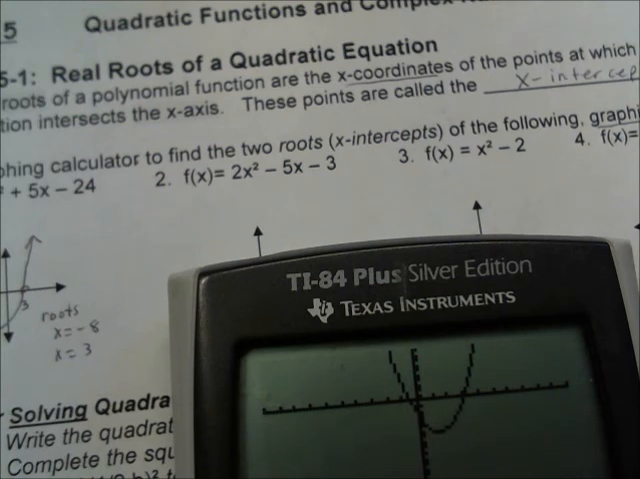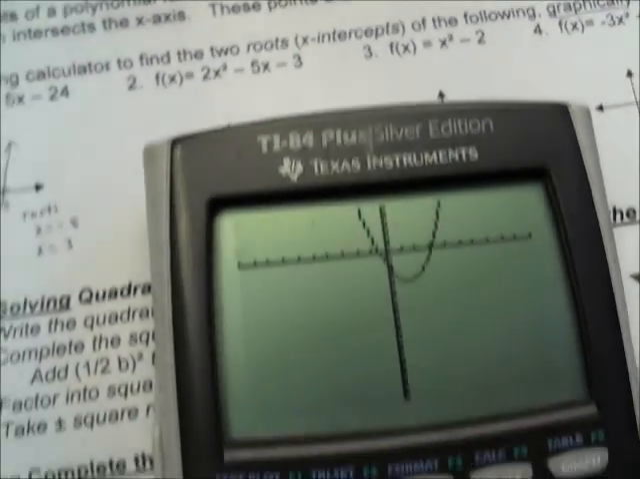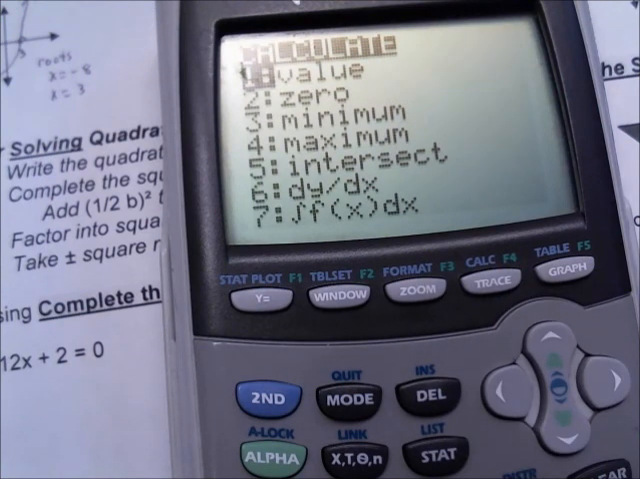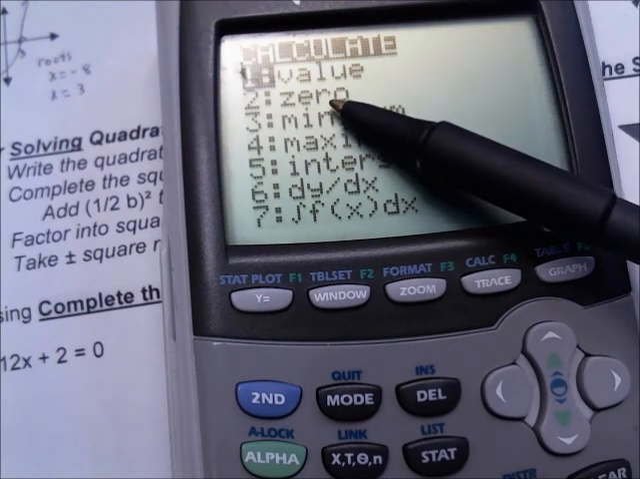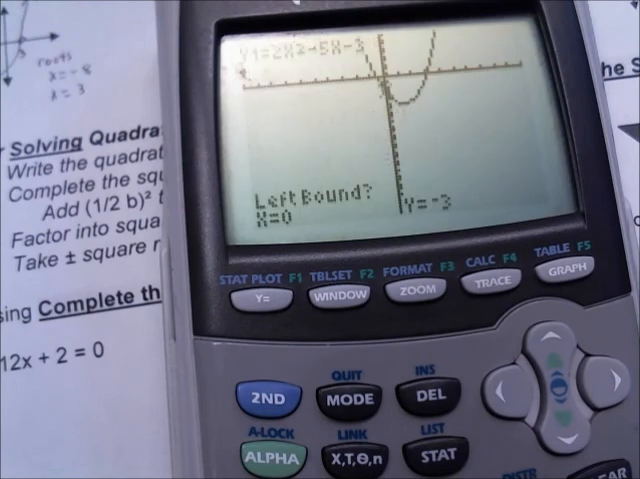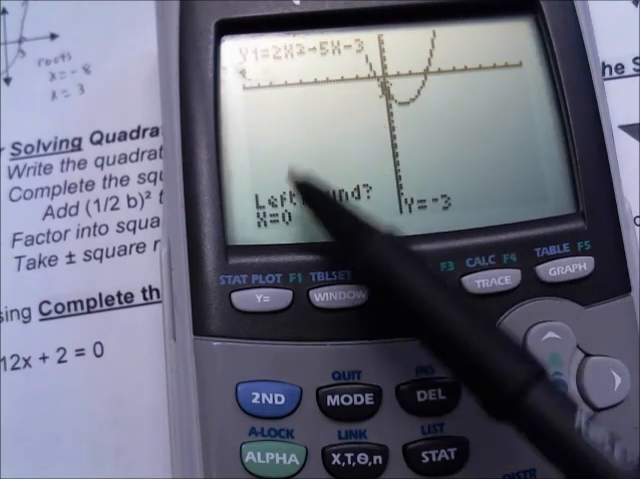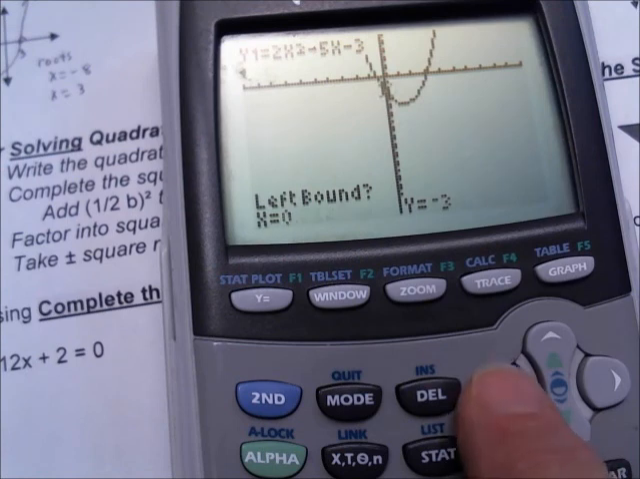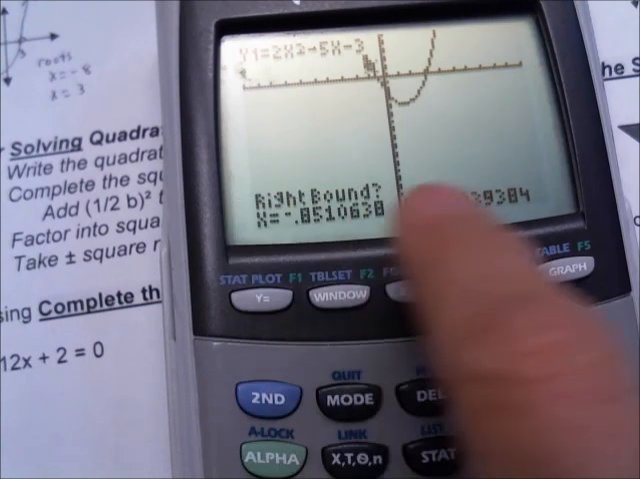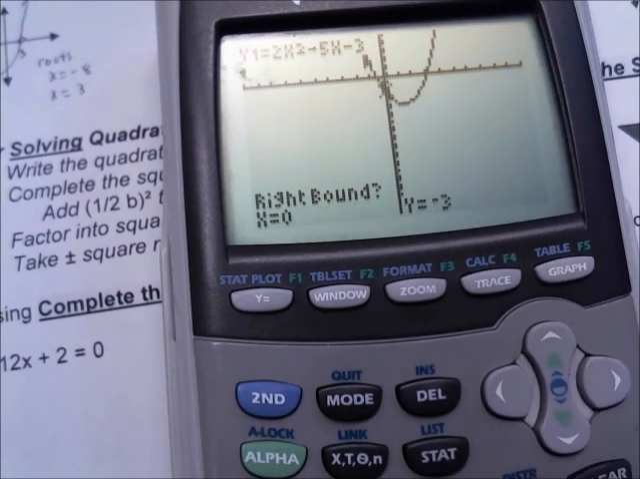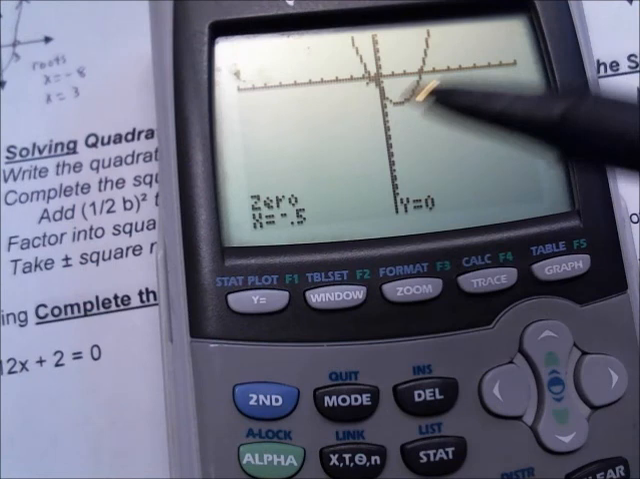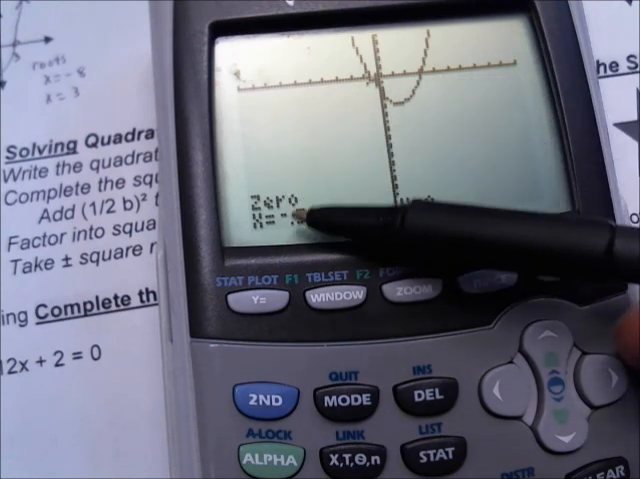So what we can do to find this x-intercept is on your graphing calculator, you're going to press second, calculate, and we're going to call these the zeros because it's when y equals zero. So if you press option 2, zero, and hit enter, it's going to ask you to put your cursor to the left of where it intersects the x-axis. So we're going to put our cursor up above here a little bit and hit enter. And then it's going to ask us to put our cursor to the right of the x-intercept and hit enter. And we don't ever have to guess. You can just hit enter. And then it tells you where the zero is, or in other words, the root.